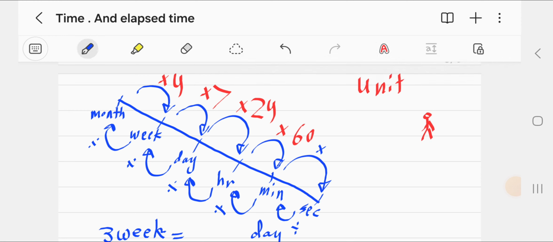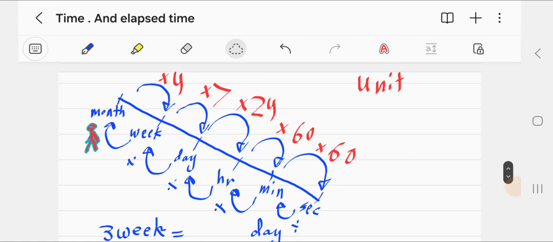Then I make it here by 60. When you go from the greatest to the smallest, you multiply. When you jump between these by 4, by 7, by 24, and so on, if you need to jump more than a step, make more multiplications. And when you are going from down to up, the opposite of times, it will be divided.